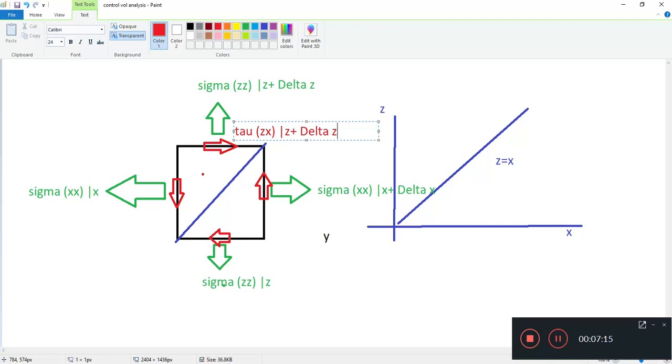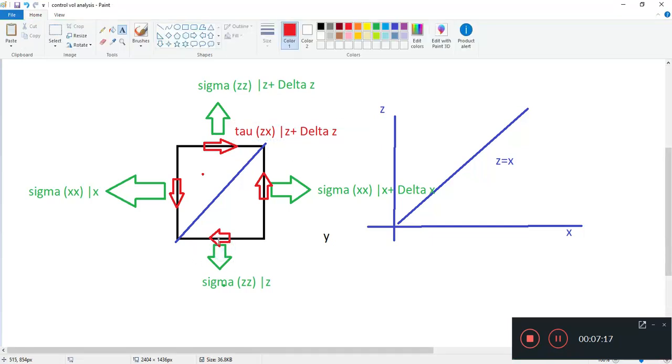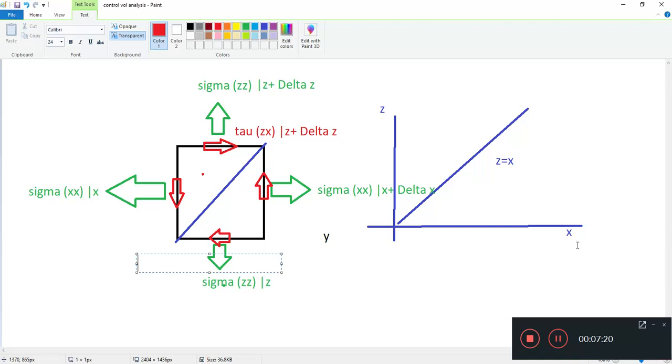Alright. And what is this? It's the same thing. Well, it's acting on the plane perpendicular to the z direction, and it's going in the x direction, and it's evaluated at z.